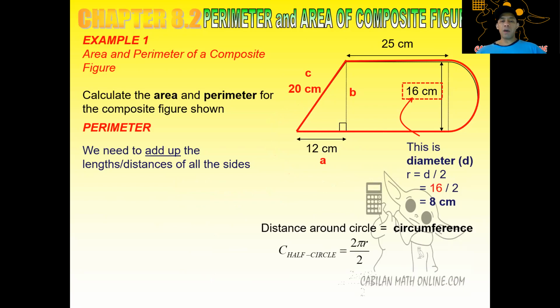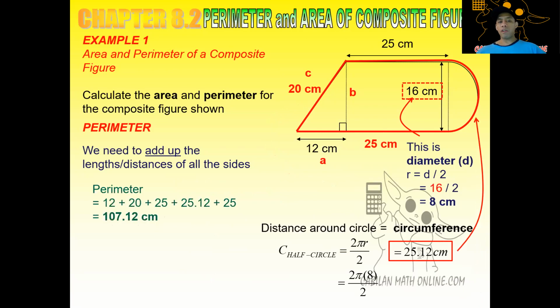Just remember that when you're doing the measurements, the units are equally important as the numerical answer. So again, perimeter is a measurement of the total distance, so the units remain the same as the measurements in the question. All right, so let's take a look at another example.